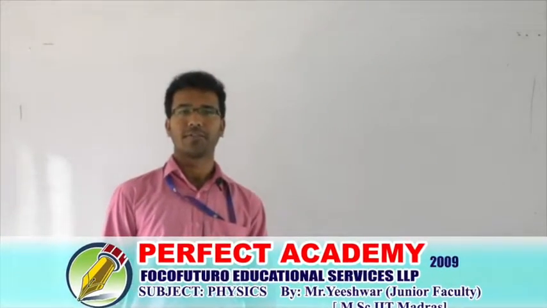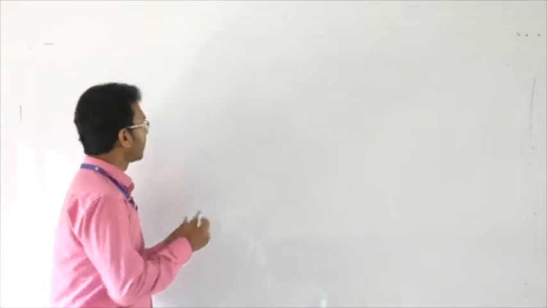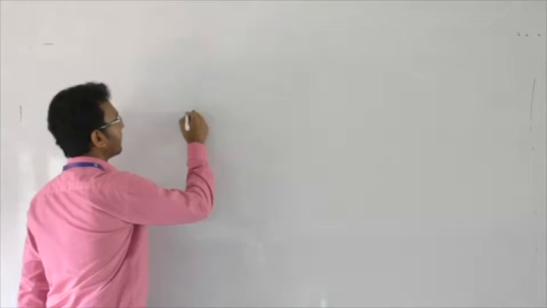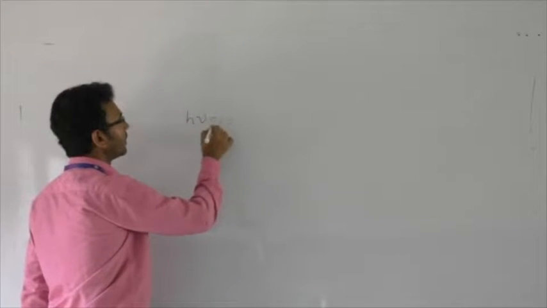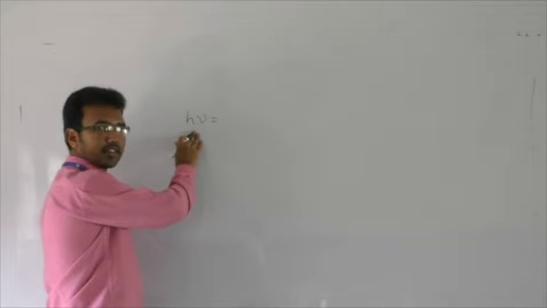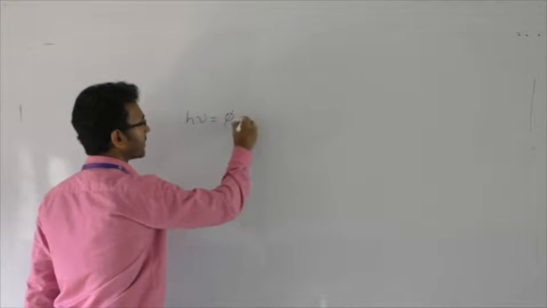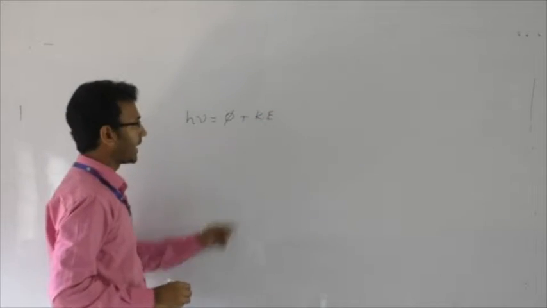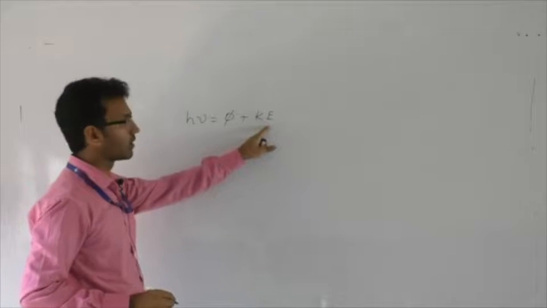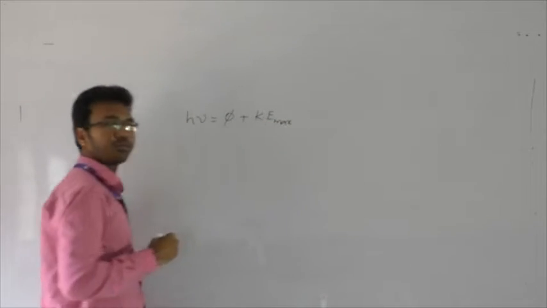Well, in my previous lecture, we have seen the photoelectric equation given by Einstein, which is h nu, the energy of the incident light, equals the work function phi plus the kinetic energy of the ejected electron, the KE of the ejected electron. Of course, this is the maximum kinetic energy value.